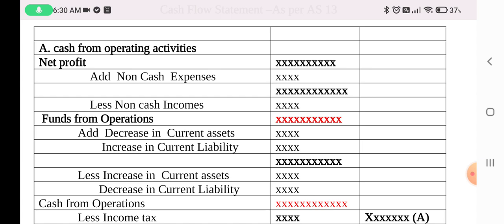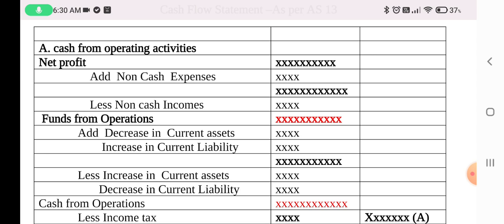It starts with the net profit, that is, the closing balance of net profit, the current year profit. With the current year profit, you have to add non-cash expenditure. What is the meaning of non-cash expenditure? The expenditure which requires cash movement is called cash expenditure.